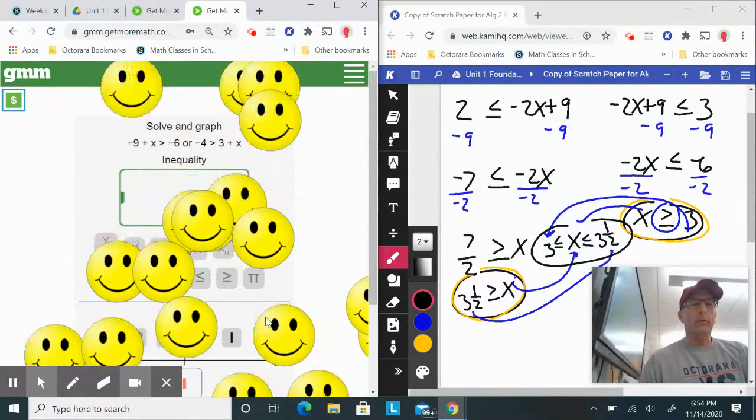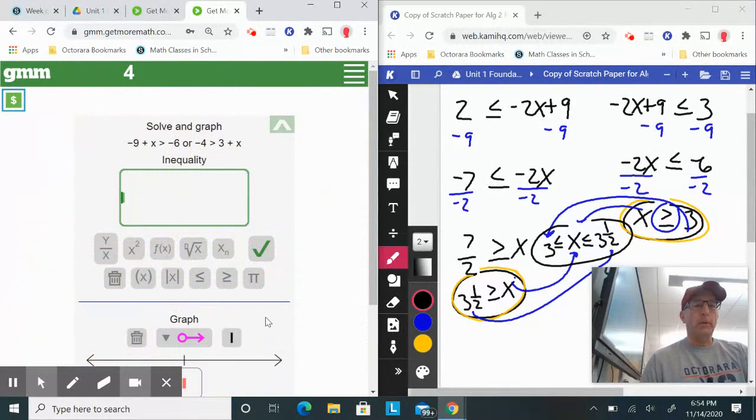Okay, good luck with those. Great challenge problems, right? Hang in there. Watch out for when you multiply or divide by negatives. That's when you have to reverse the sign.